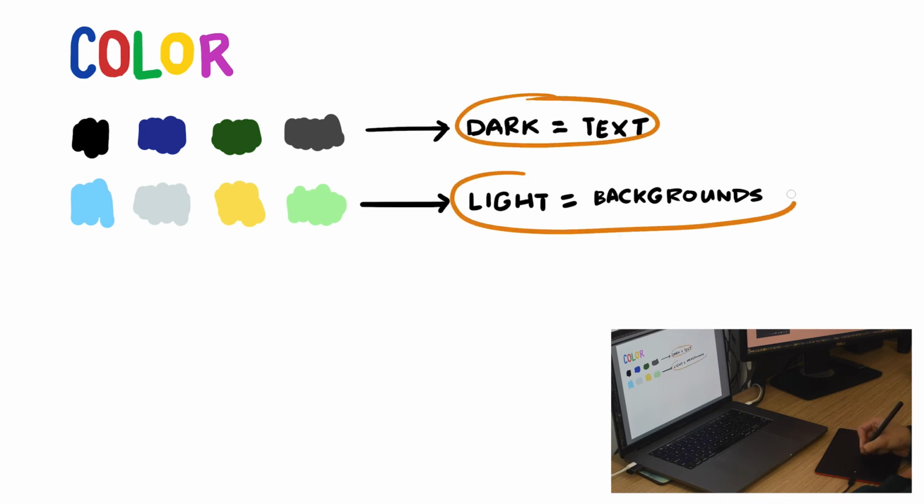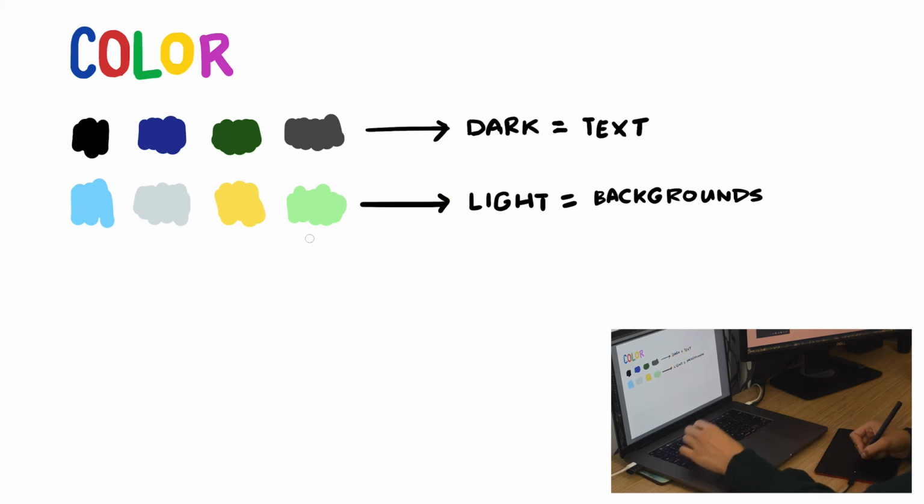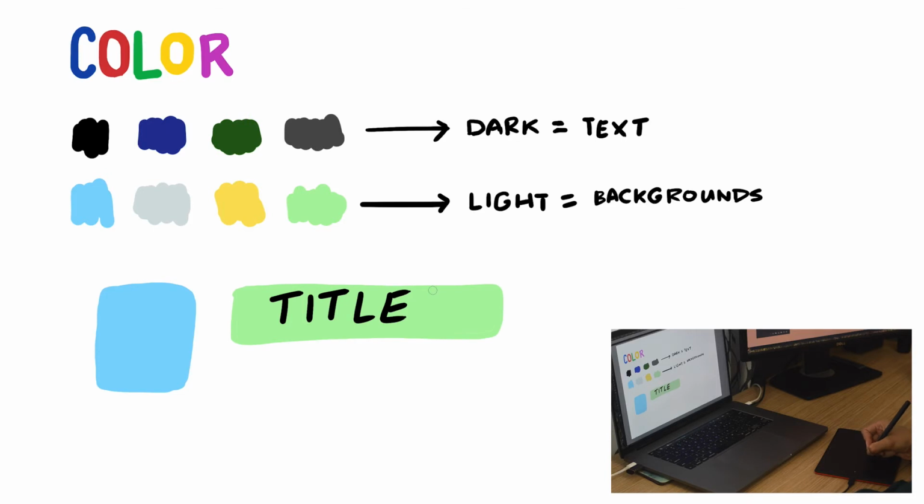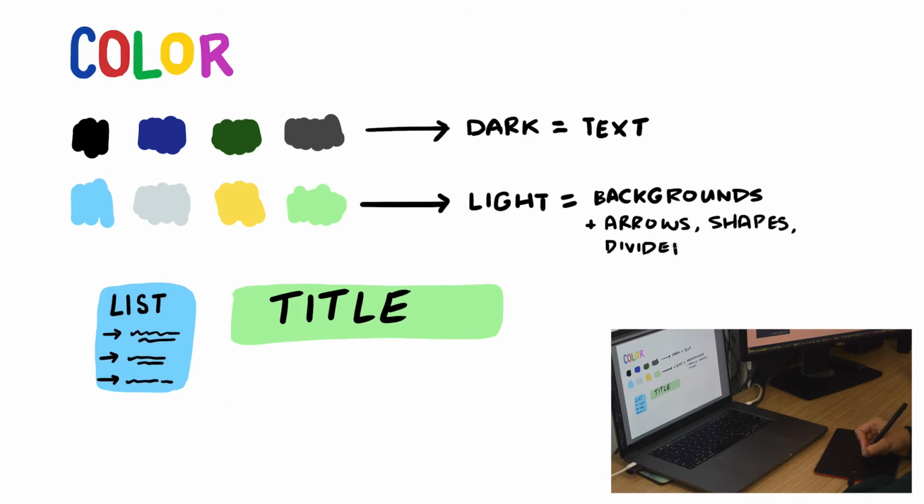We could go down a rabbit hole on color theory, but a good principle to keep in mind is dark colors are best for text, and light colors are best for background content that you don't want to compete with your text. I should add that lighter colors are also great for arrows, shapes, and dividers.